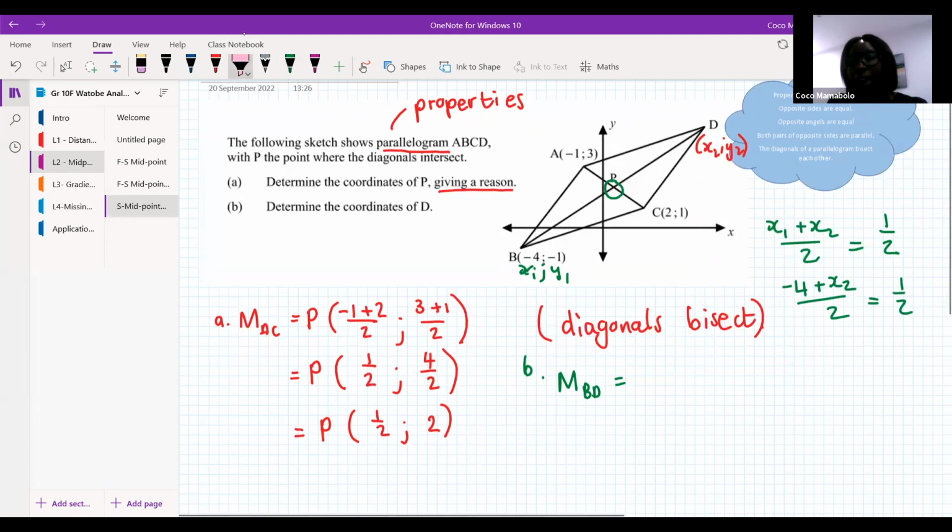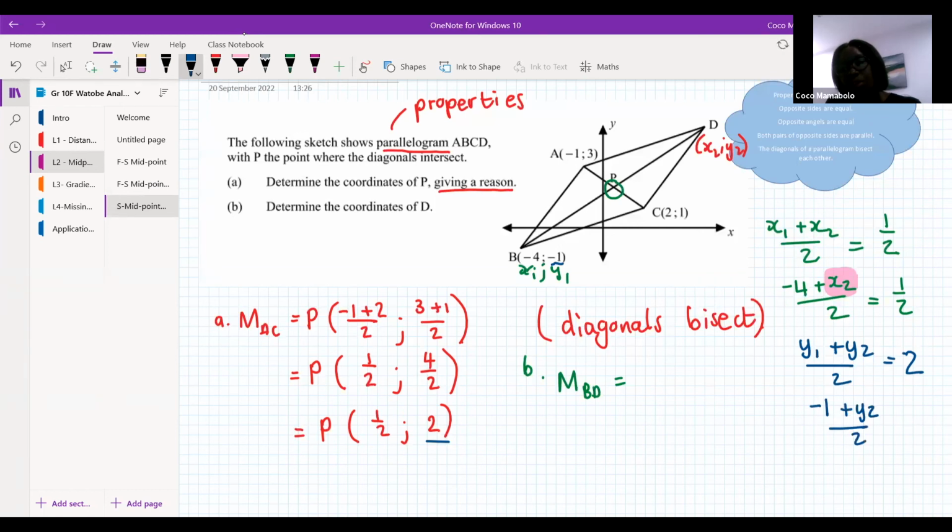And now I only have one unknown. I can use algebra to solve for my unknown. I can do the same with my y value. I take my 2 y values, y1 plus y2 over 2, and that should give me my midpoint at P, which is 2. So y1 is -1, so I have -1 plus y2 over 2 is equal to 2. And now I only have one unknown, and I can use algebra to solve for that one. This one is a tricky one, but I 100% guarantee you guys it's going to come up in an exam or in a test.